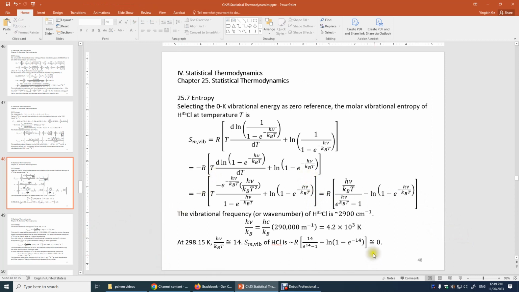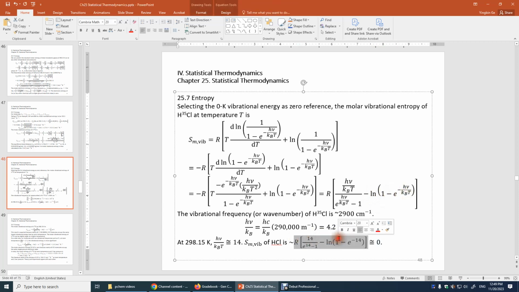Now at room temperature, we have this h nu over kB divided by room temperature. We get roughly 14, and this is unitless. Now I'm going to plug in 14 here, e to the power 14 minus 1, logarithm of 1 minus e to the power of negative 14. So we get this expression.